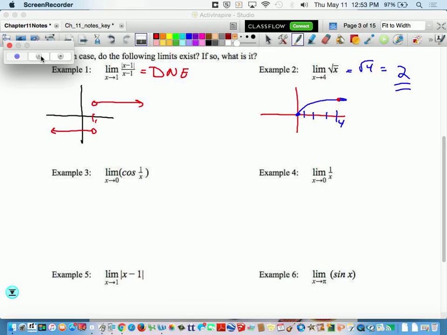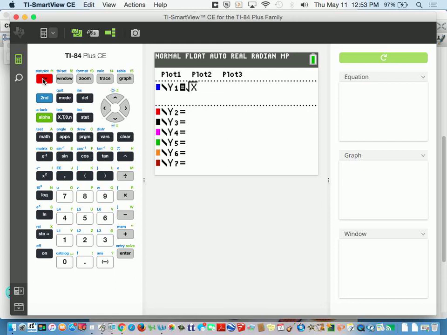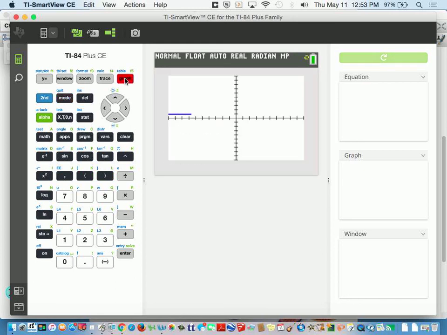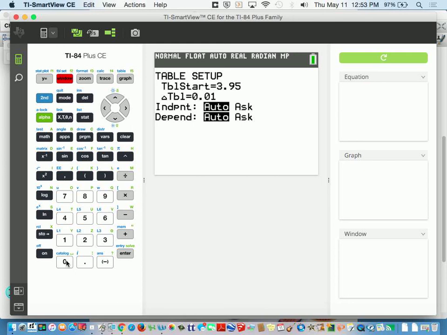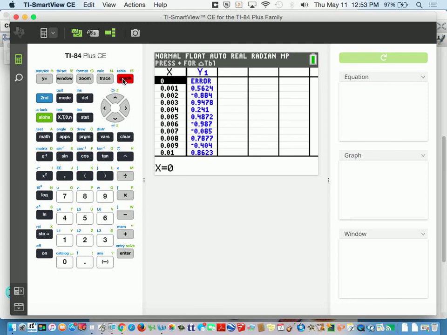So we can do this cosine of 1 over x, right? Just remember when you're graphing these things, cosine of 1 divided by x, you want to make sure you're in radian mode. If you graph it, what's it doing in there? It's oscillating. If we look at the table and get close to 0, and go pretty small here, 0.001, close. I've got to go up a little bit. So like 1 to negative 1?